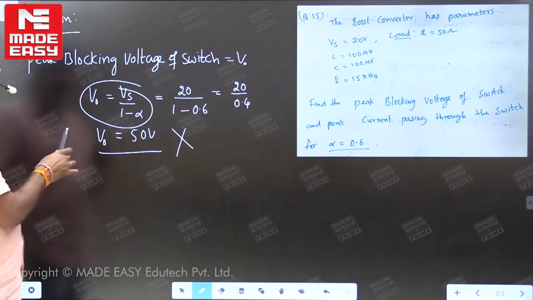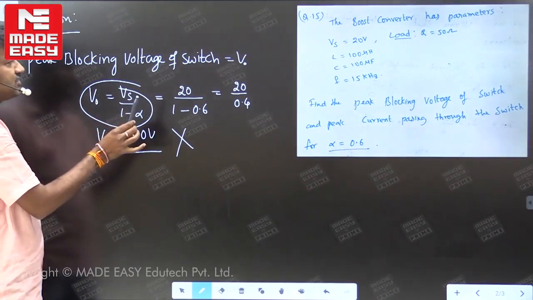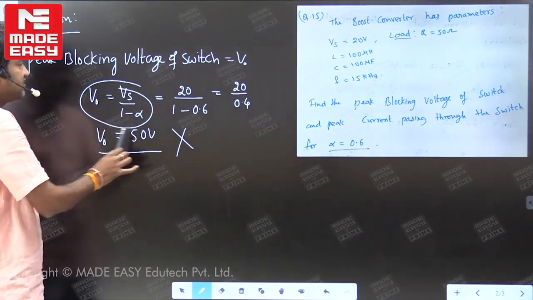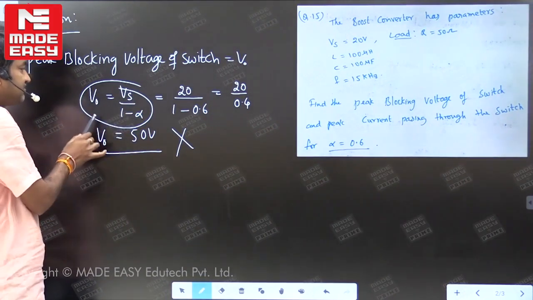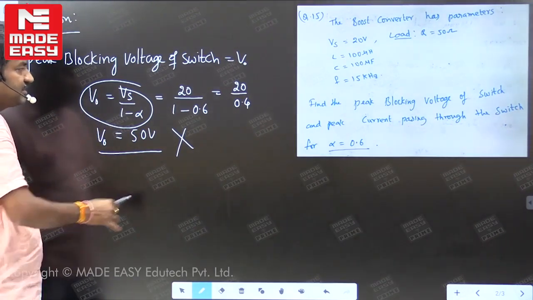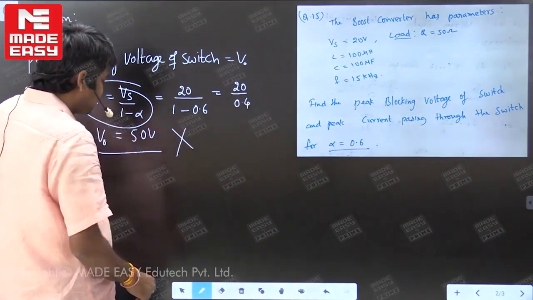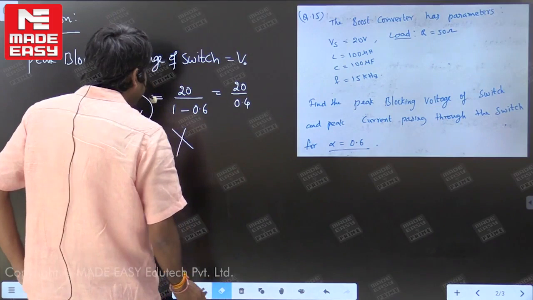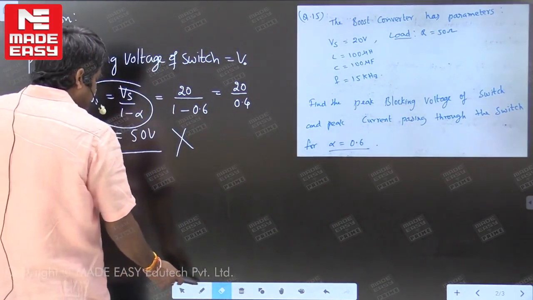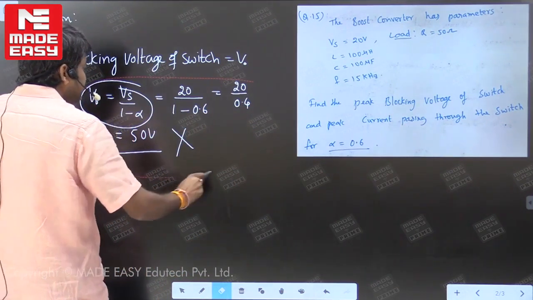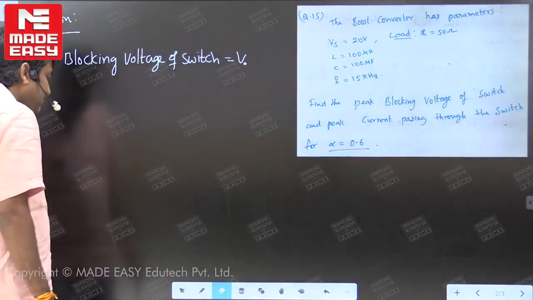So this is the mistake we will do. The moment you see boost converter, V naught is equal to Vs by 1 minus alpha, and you will do it. This formula is applicable if it is continuous conduction, but they did not explain that it is continuous conduction. So first we have to cross-examine whether it is continuous or discontinuous conduction. That is why don't follow this approach. This is the mistake we do.